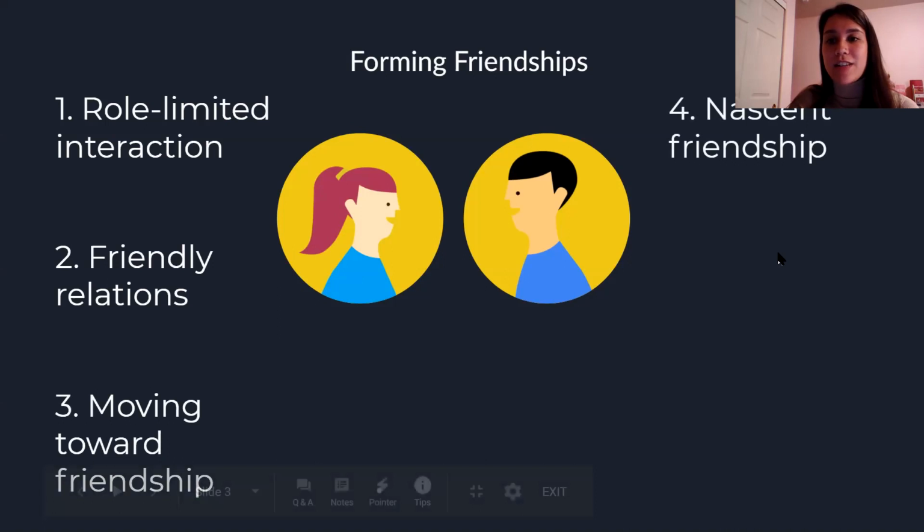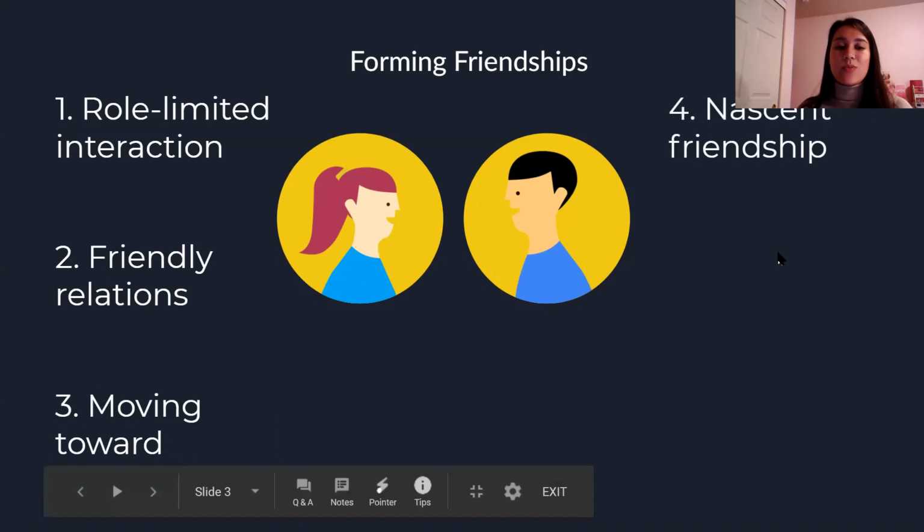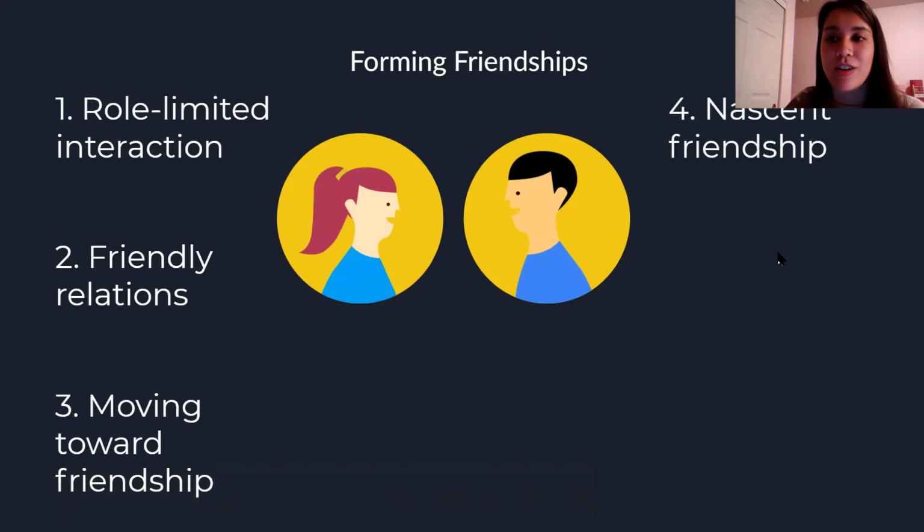Nascent friendship is when you can finally begin to call each other friends. So everything is more relaxed in terms of communication, and there aren't any type of social stereotypes that are regulating this relationship. It is just more on your own terms, and seeing each other turns into more of a pattern.